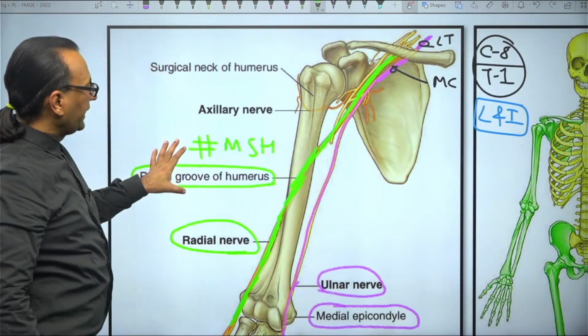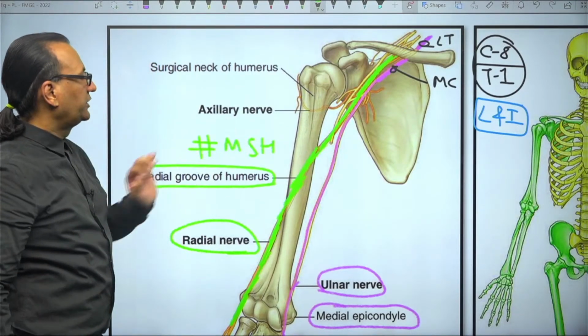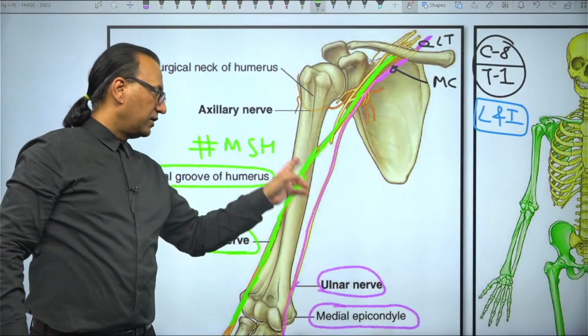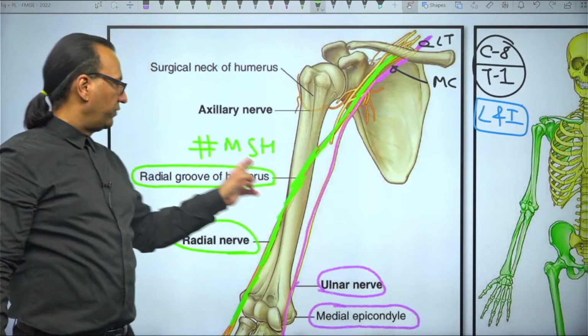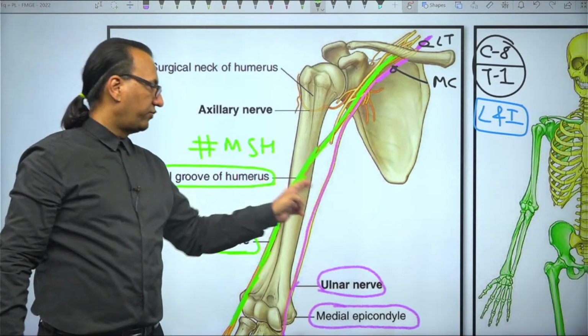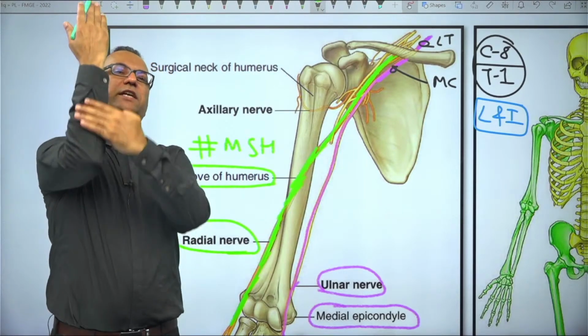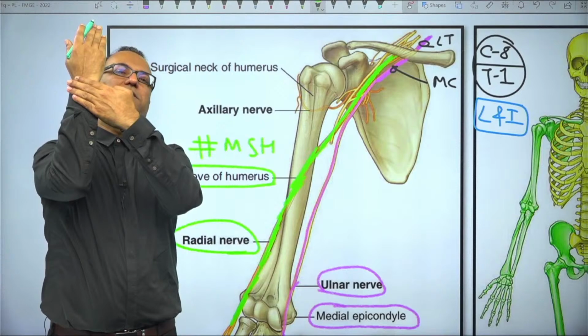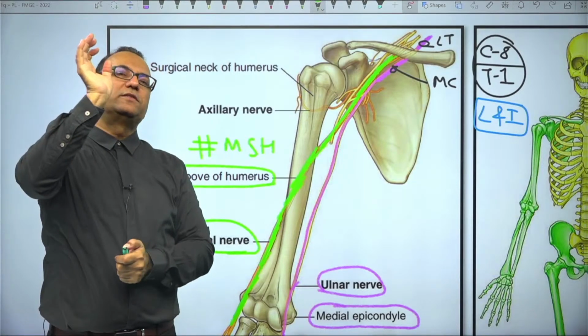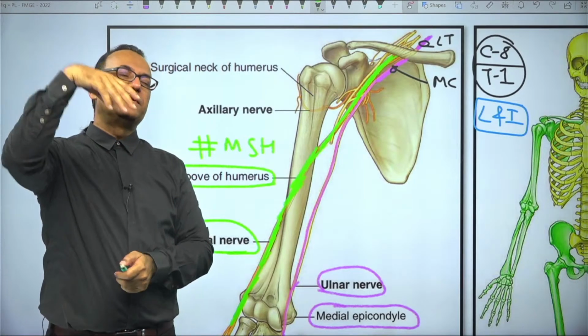So I have got a case where there is a fracture mid shaft humerus and radial nerve injury in radial groove, which is behind the mid shaft of bone humerus. Since radial nerve is the nerve of extension supplying extensor muscles, they are paralyzed. You cannot do wrist extension and there will be a wrist drop.